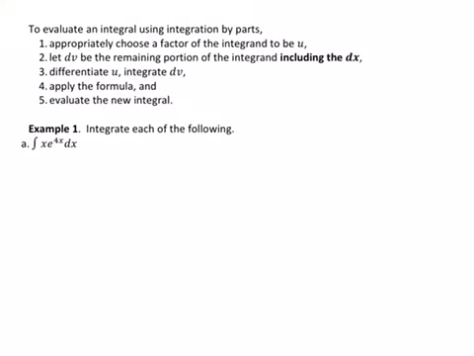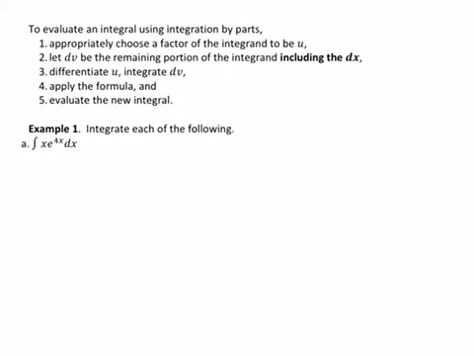So here's how we do this. We're going to choose a factor to be the value of u. Everything else, including the dx, will be the dv part. We're going to differentiate u and integrate dv. We apply the formula, and then we evaluate our new integral.